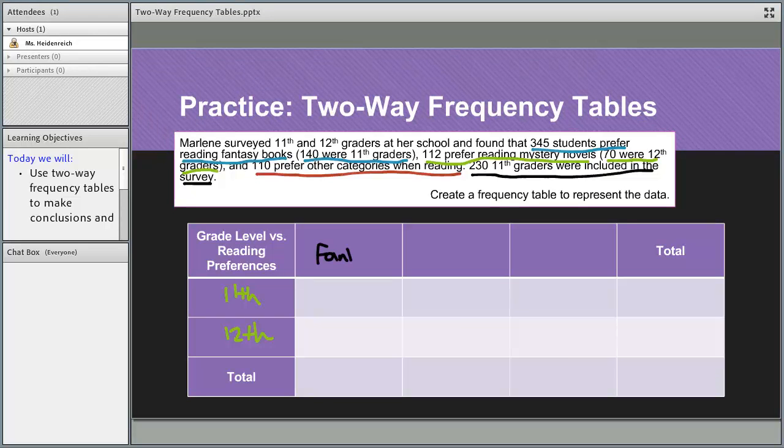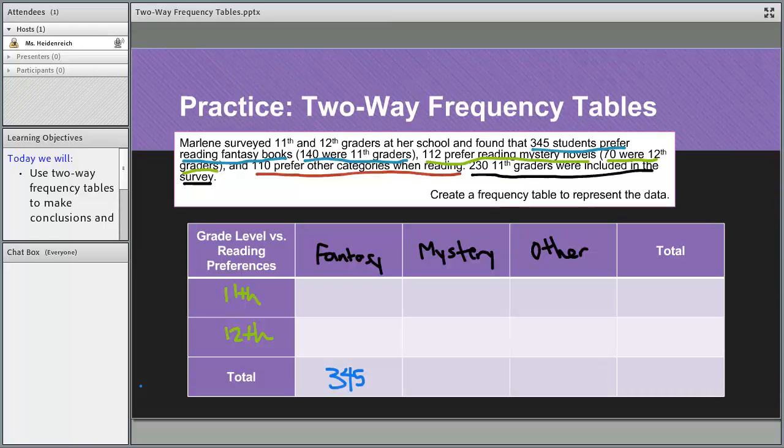We've got fantasy, or maybe I won't abbreviate. Then we've got mystery novels. And then we've got our other category. And then we also have some totals here, which is important in our frequency table. Okay, so it says first that 345 students prefer reading fantasy books, but that's just kind of a general number. It doesn't tell us how many 11th or 12th, except that it does say 140 were 11th. So in our fantasy column, our total needs to be 345.